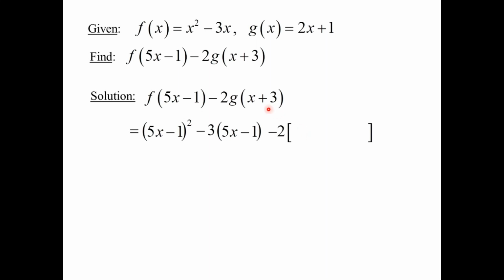g of x plus 3 will be 2 times something plus 1. So we could set it up like that, 2 times something plus 1. And what's the something we're going to input? We'll input the contents of that bracket, x plus 3, right in there. And now it's a question of, can we expand all of this and simplify it? Well, here we go.